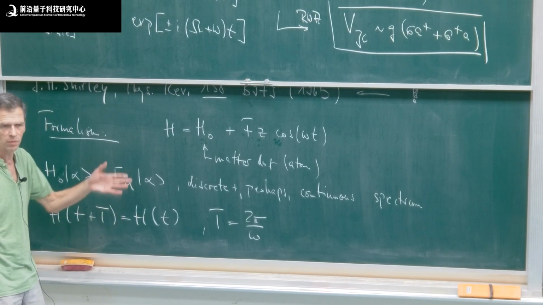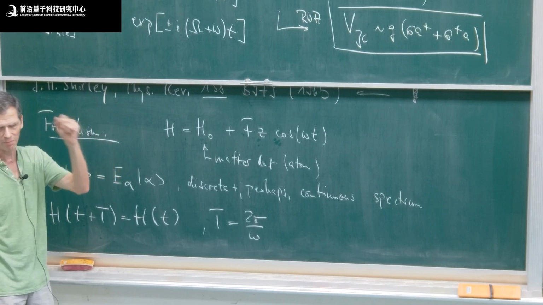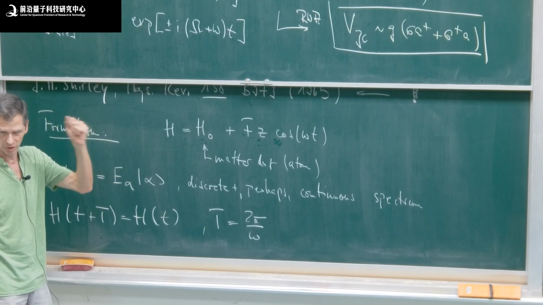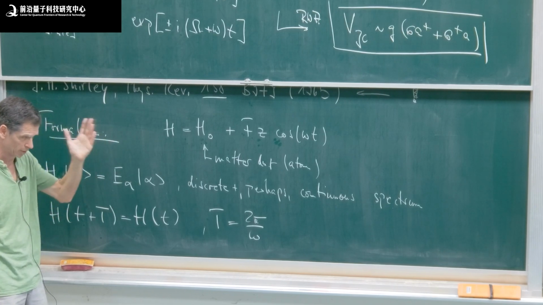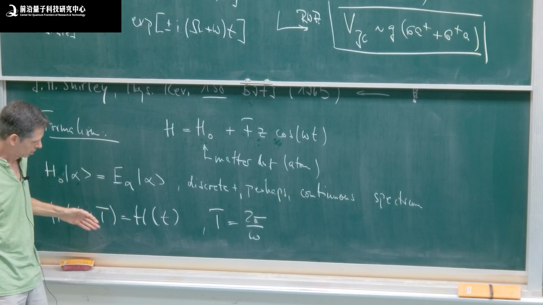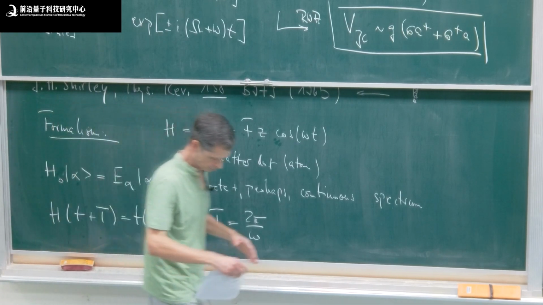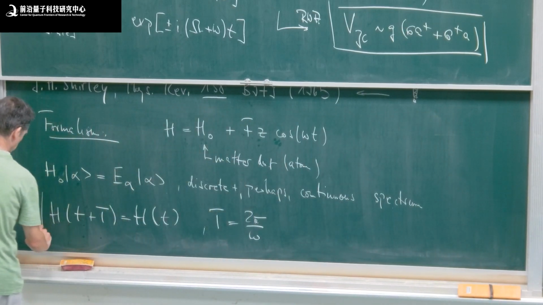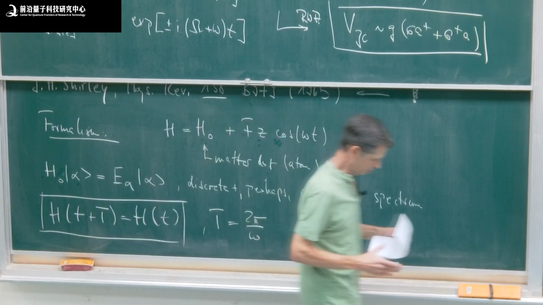So it could also be, for example, a sequence of delta pulses. You take a hammer and in a periodic way you apply a delta kick, a sudden impulse, upon your system. This would also do, because you would still have this periodic structure of the Hamiltonian. So that's what we need: this periodic boundary condition in time.